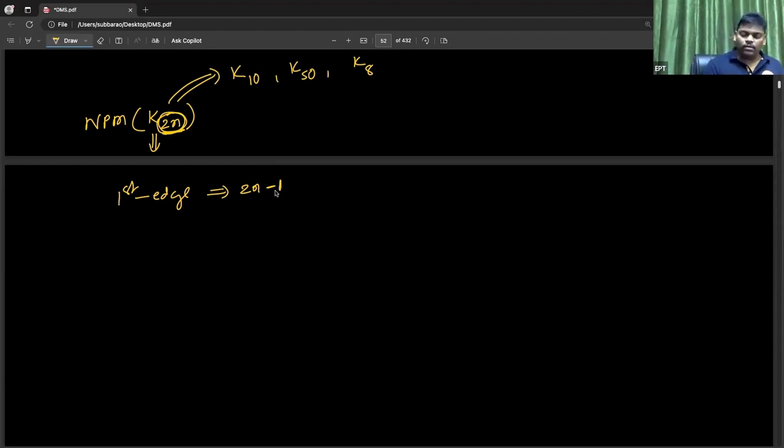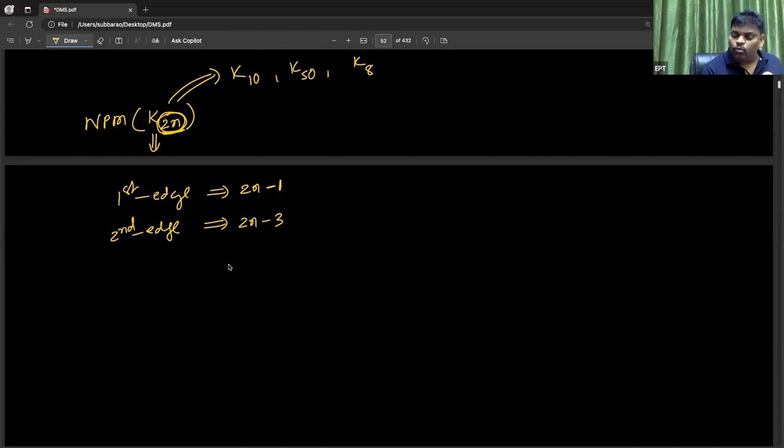That is 2n minus 1. Now after completion of this edge, 2 people are out. Now I have 2n minus 2. In that I will go to one of the persons for the second edge. Now it became 2n minus 3. I will ask him, where can you go? The remaining people, 2n minus 3.